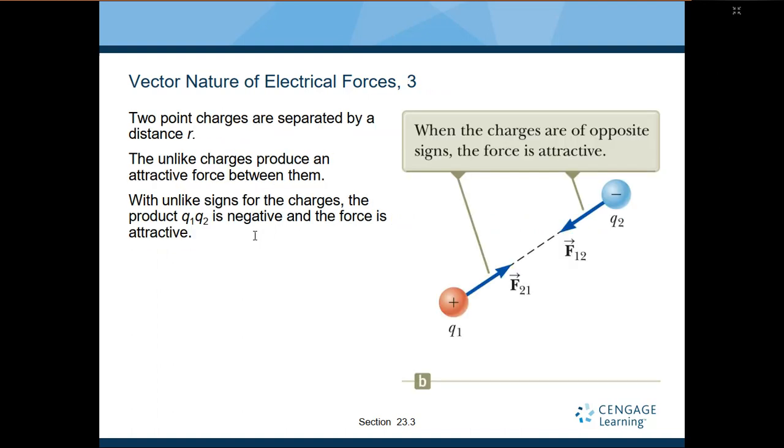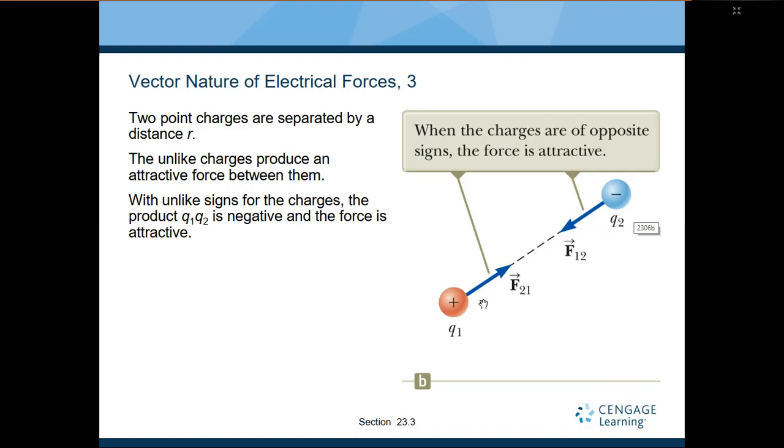So another thing is, how about if we have attractive forces? In the previous example, we had both positive charges, while in this example we have unlike charges, Q1 and Q2. Q1 here is a positive one, while Q2 is a negative one. Thus, each will again experience an electric force due to the presence of the other charge.